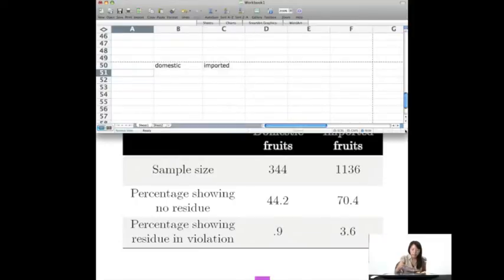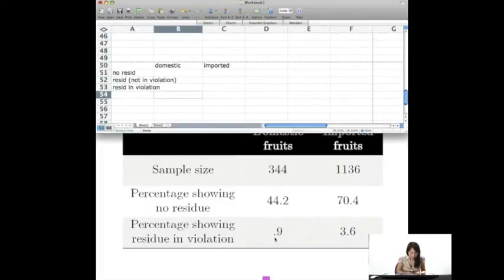So the categories are probably going to be showing no residue, showing residue and violation, but one of the things I notice is that these percentages don't add up to 100. So there must be some other category that we're missing. So no residue, residue in violation of the law, so I guess that's really bad. And maybe there's just one where it's residue, but not in violation. And you sort of have to figure that out from the data that they've given you.